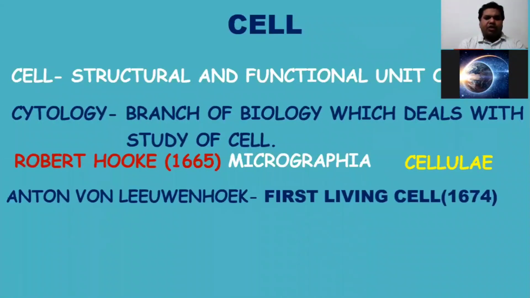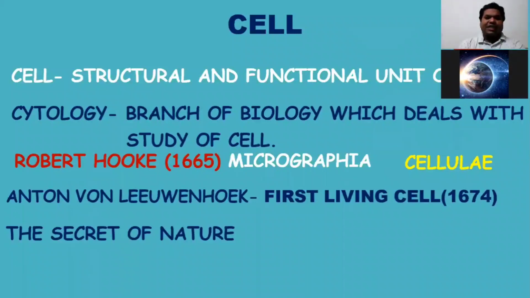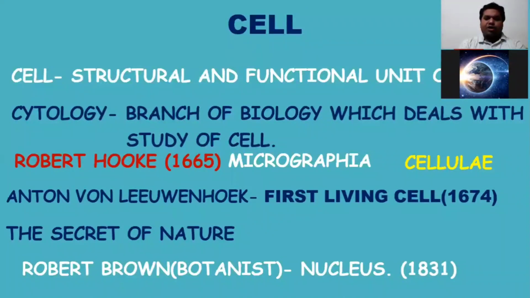It was Anton van Leeuwenhoek who observed the first living cell in 1674. In his book, The Secrets of Nature, he explained the first living cell. Robert Brown, a botanist, observed the nucleus in the year 1831.